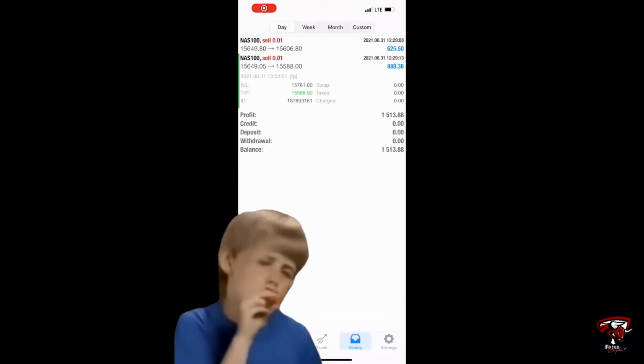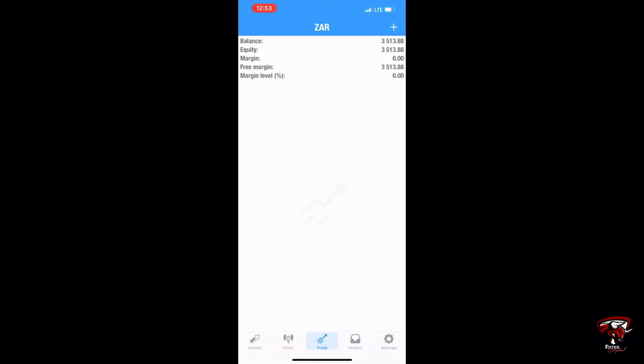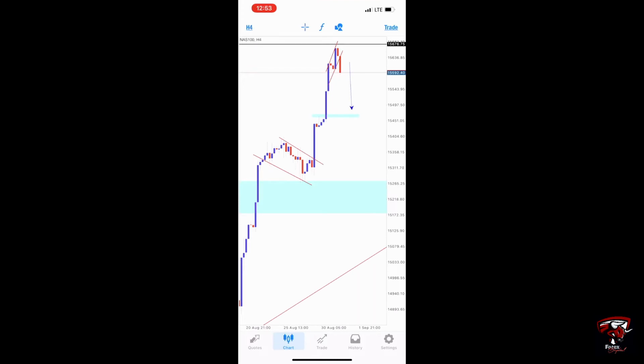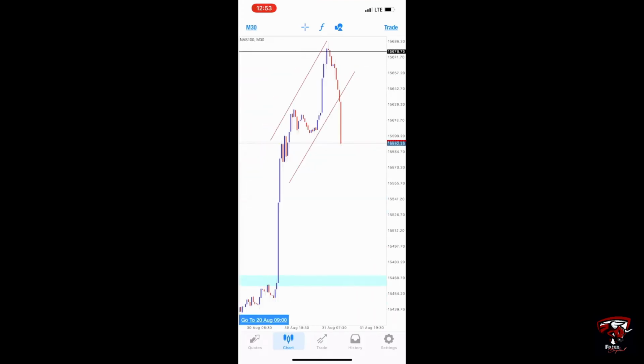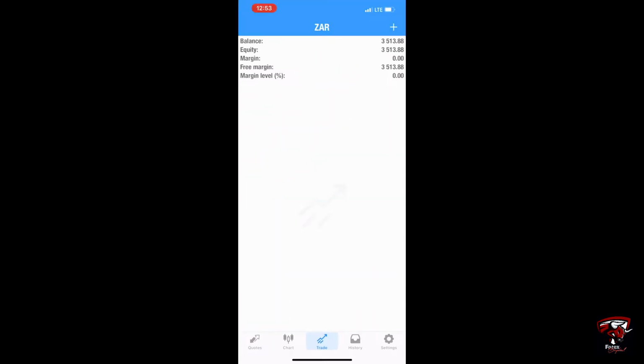Take profit hit, yes sir. Wow guys, beautiful trade. Let's check the analysis one more time. Still looks like a sell, but we are down for today, guys. Let's continue tomorrow.